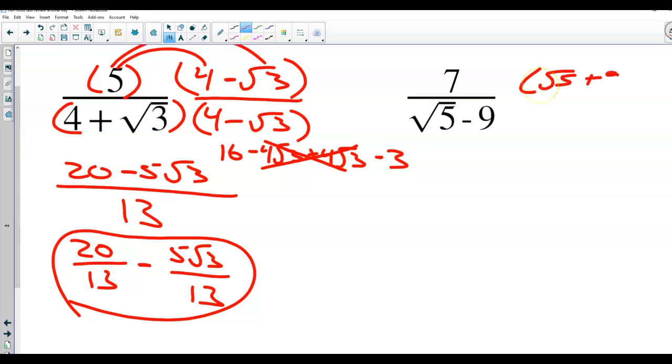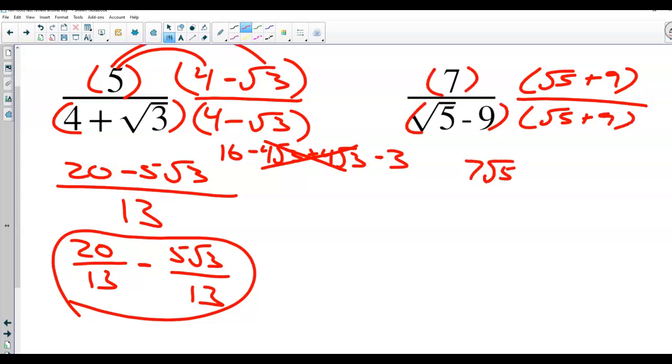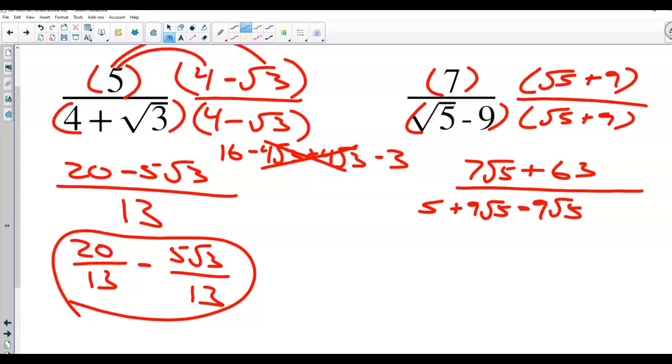One subtle change. Seven root 5 plus 63. Root 5 times root 5 is 5. Plus 9 root 5 minus 9 root 5. Negative 9 times 9 is a negative 81. On the bottom, the middle terms cancel out as they should, getting negative 76. So we get 7 root 5 plus 63 over a negative 76.